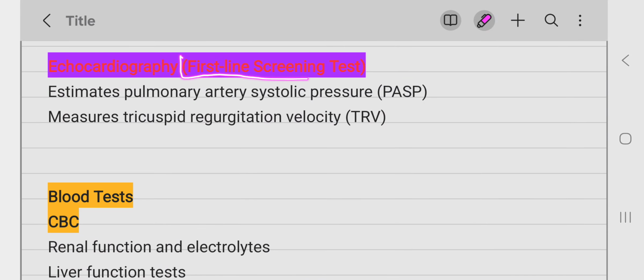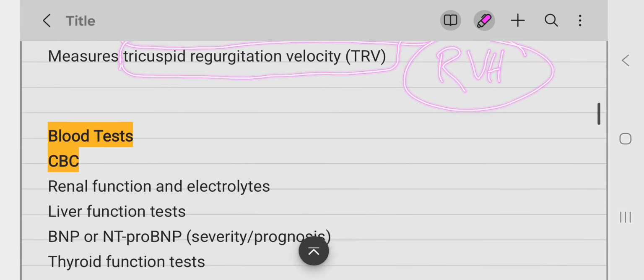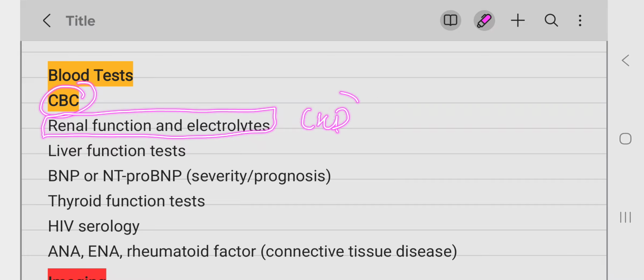Then echocardiography. Echocardiography is the first line screening test or best screening test for pulmonary hypertension. It estimates the pulmonary artery systolic pressure, and also it measures the tricuspid regurgitation velocity, and also tells that there is right ventricular hypertrophy because of pulmonary hypertension. Then blood tests like CBC, renal function and electrolytes, as CKD can lead to group 5 pulmonary hypertension.